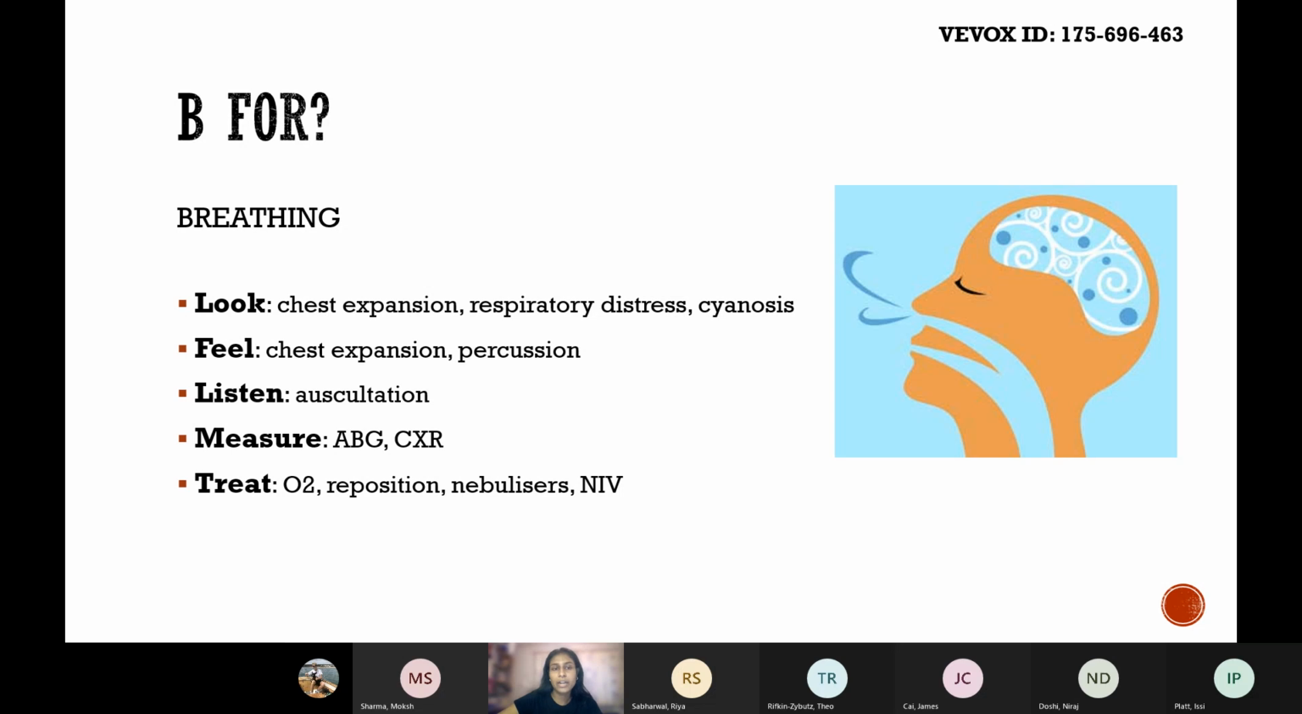Auscultation, exactly, front and back. Thank you, Moksha. That's exactly it. So you want to be listening to the chest, seeing if there's actually air entry. Are there any unusual sounds that you need to be aware of that might give you a clue as to what's going on? And then for measure, our lovely ABG, which Niraj will be giving you more teaching on, and a chest X-ray is really important to order at this point as well.